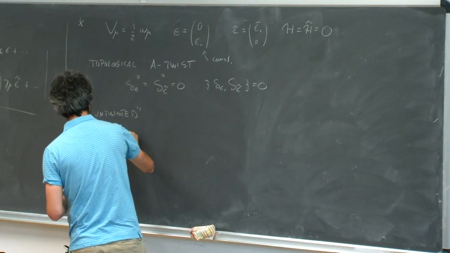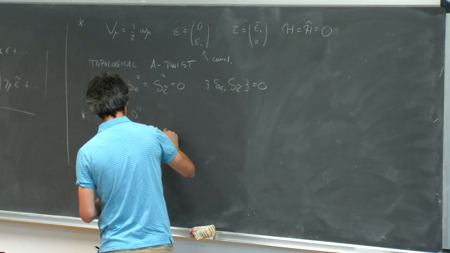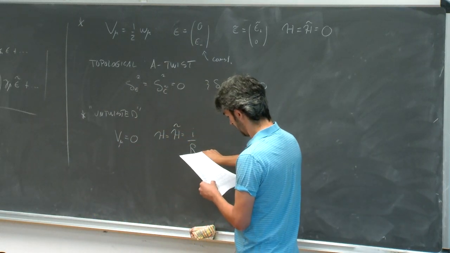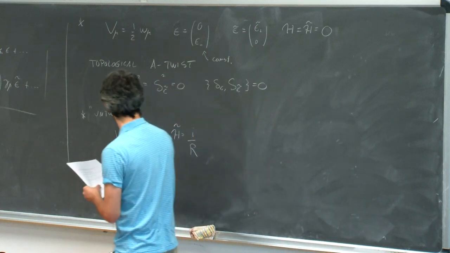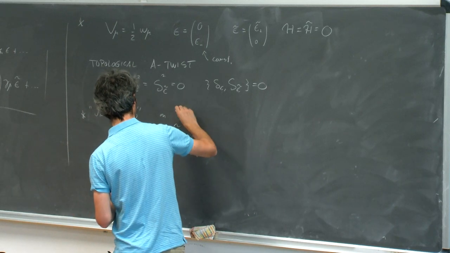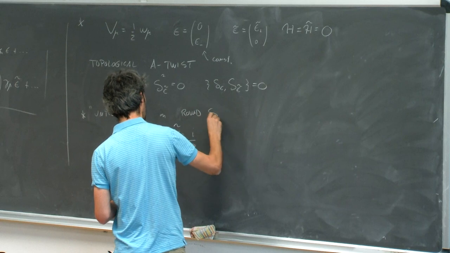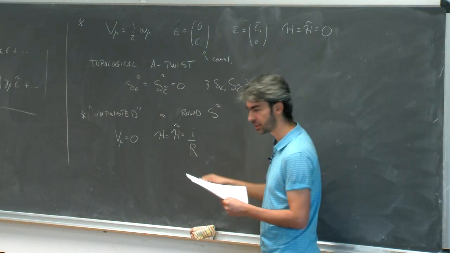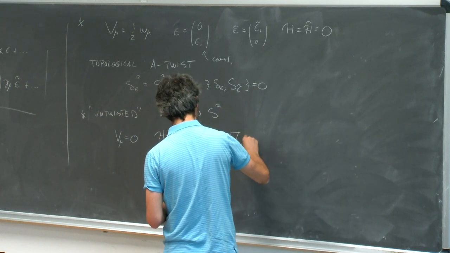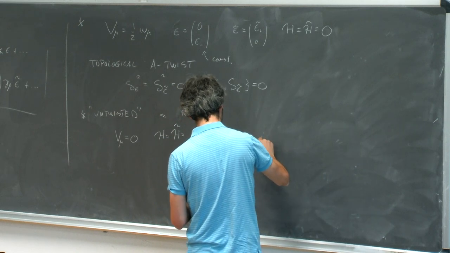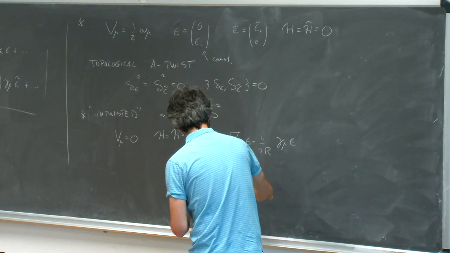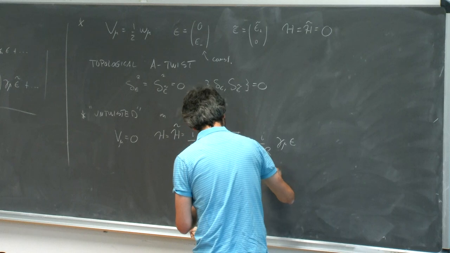And so this is the solution. So we set V mu to zero. We turn on this H, where R is the, in fact, this solution works on S2, on the round S2. Okay, so R is the radius of the sphere. And then if we plug in, we see what we get: these equations. One for epsilon, and a similar one for epsilon tilde.